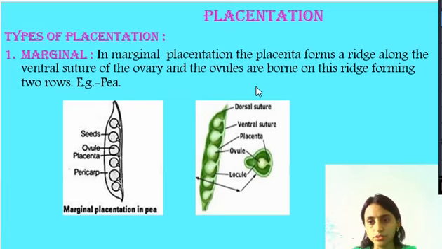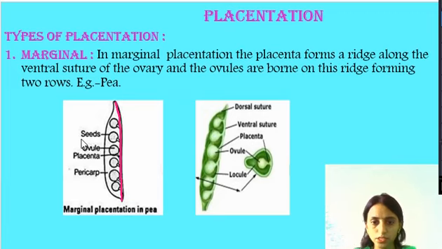In marginal placentation, the placenta forms a ridge along the ventral suture of the ovary and ovules are borne on this ridge forming 2 rows. Look at this. This is the longitudinal section of the carpel of pea plant. So here this is known as the ventral suture. On this ventral suture, a placenta is present and on this placenta the ovules are borne.